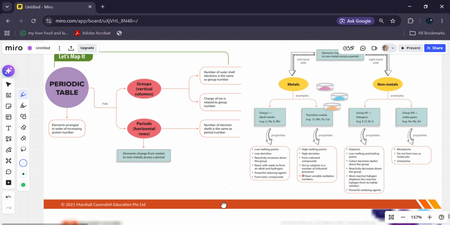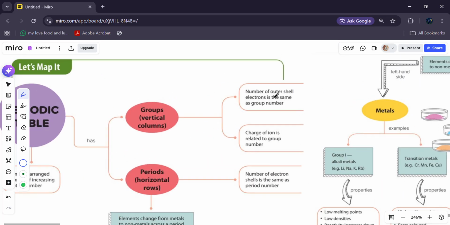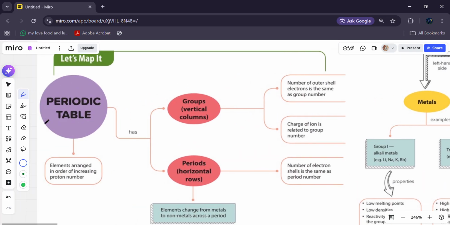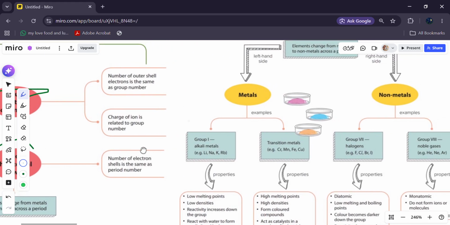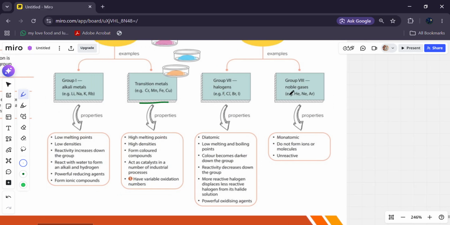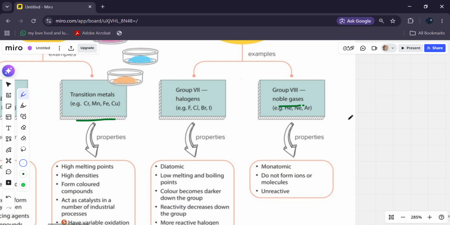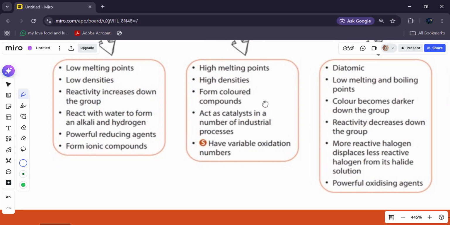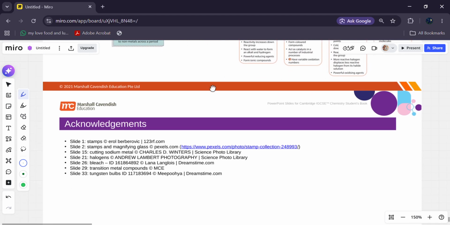Here is the final section mind map, where you show the periodic table, the groups which are vertical columns, and the periods which are horizontal columns. Then we have the metals and non-metals, like transition metals and alkali metals. Then we have halogens and noble gases. So this is the end of our chapter 13 video.